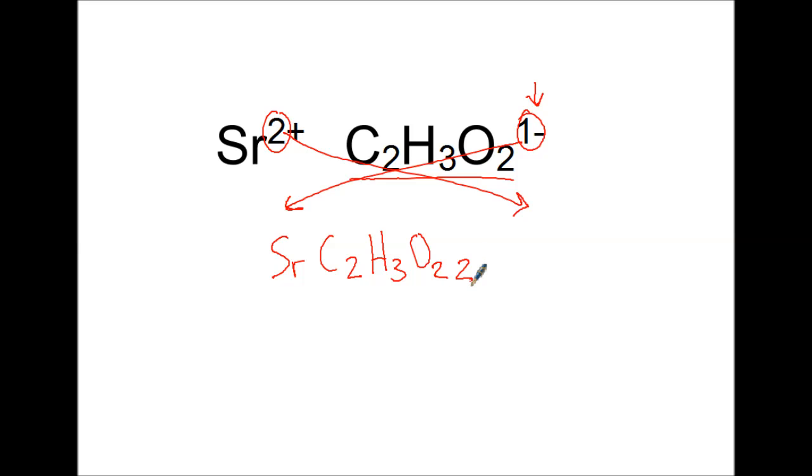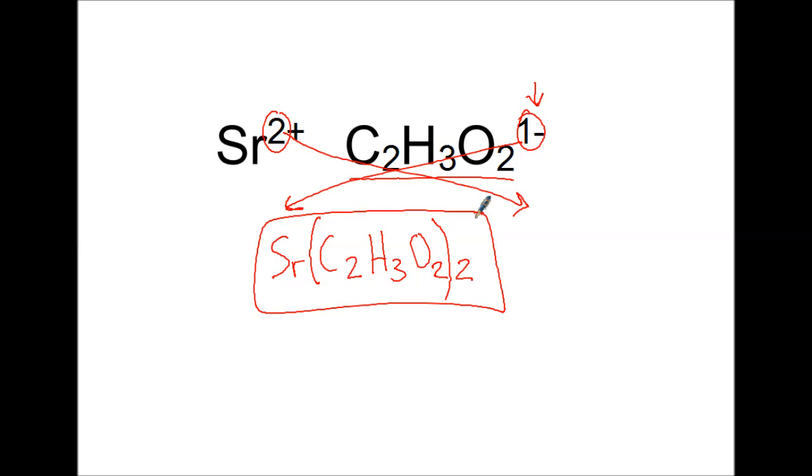And you got to think about it. Well, when we start counting our ions, when we start counting our atoms, which is coming later, you're going to say, well, do I want 22 oxygens? No. So to help us with that, you enclose this in parentheses right here, and that's what your answer should be. All right, Sr, then in parentheses you have the acetate ion, C2H3O2, and then you have a 2 on the outside of the parentheses.